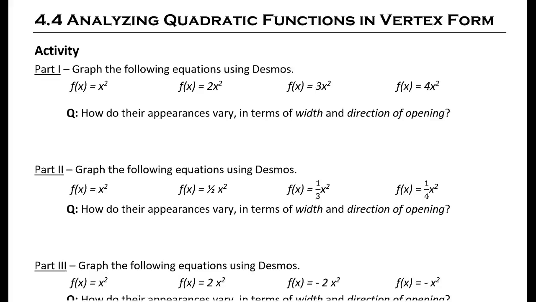Before we get into what exactly is vertex form, I want you to do the following activity. If you're already comfortable using Desmos, please pause the video now and switch over to Desmos and get to work. If you are not comfortable using Desmos, I'm going to quickly run you through part 1 of this activity so that you can get a little bit more comfortable with it. So part 1 asks us to graph the following equations. So we're given 4 different functions: x squared, 2x squared, 3x squared, and 4x squared.